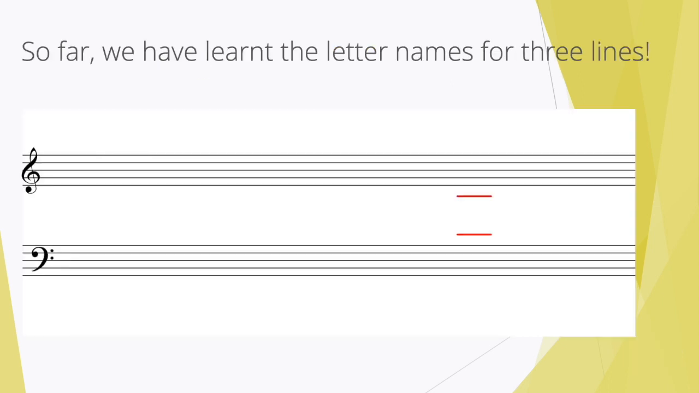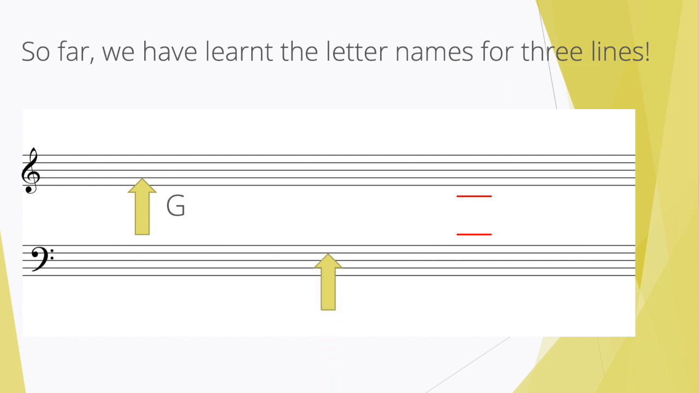So far, we have learnt the letter names for 3 lines. We learnt the second line on the treble clef stave is called G, and it gets its name from the G clef that developed into the treble clef that we know today.